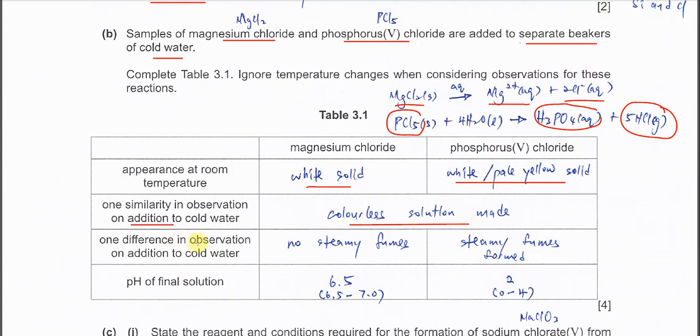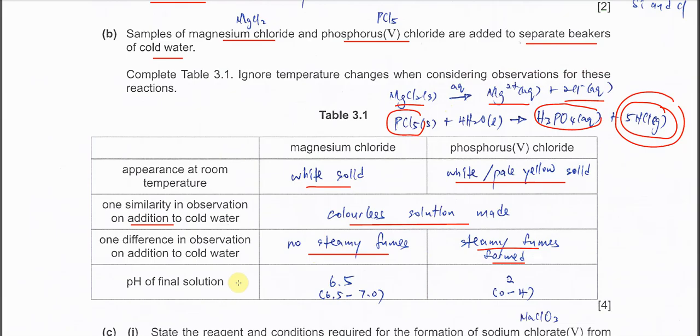One difference in observation on adding to cold water. We know that PCl5 will have steamy fumes, HCl. Magnesium chloride is just dissolved, nothing other than that. So no steamy fumes. This one, there are steamy fumes formed.